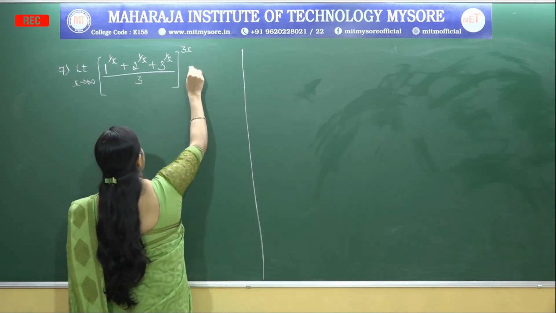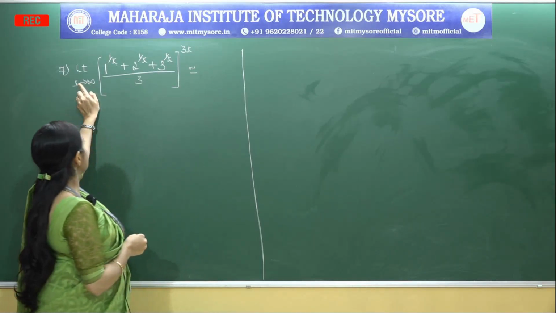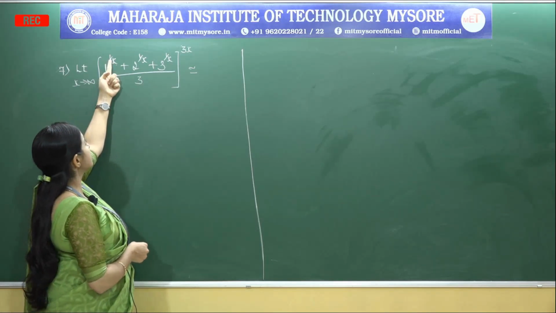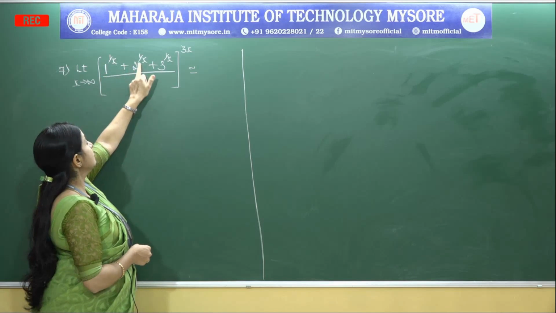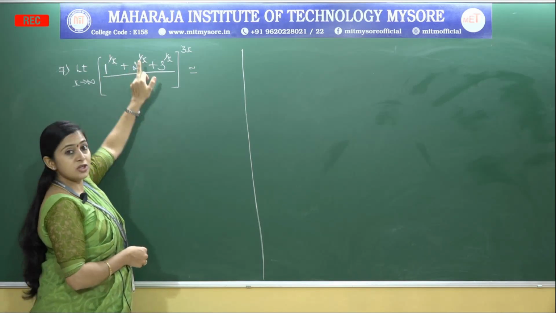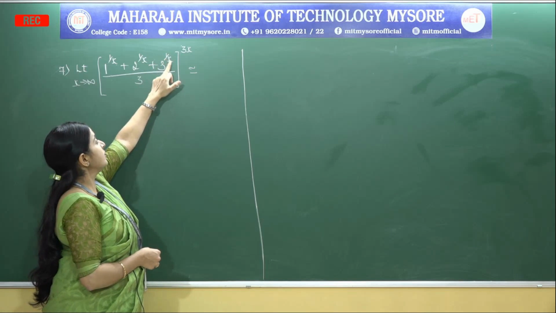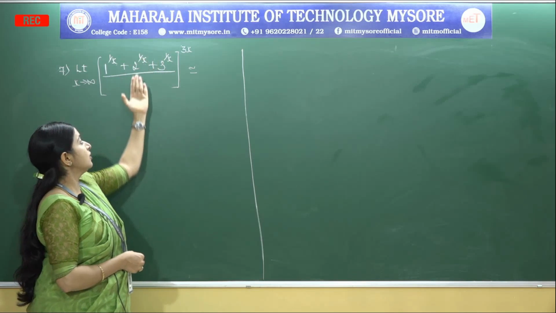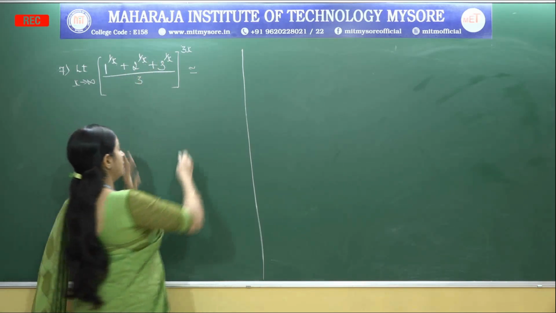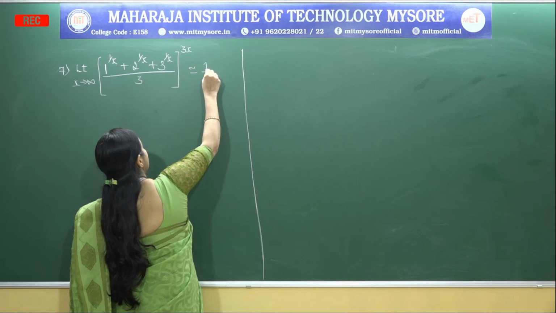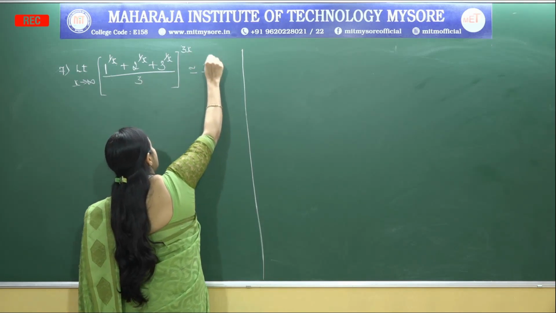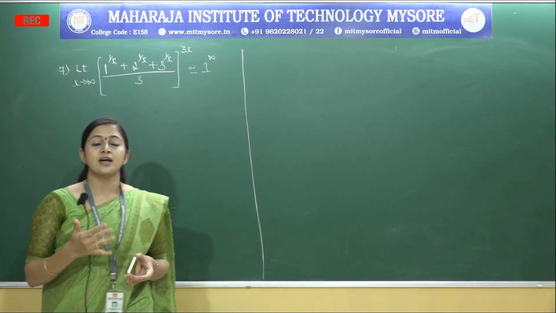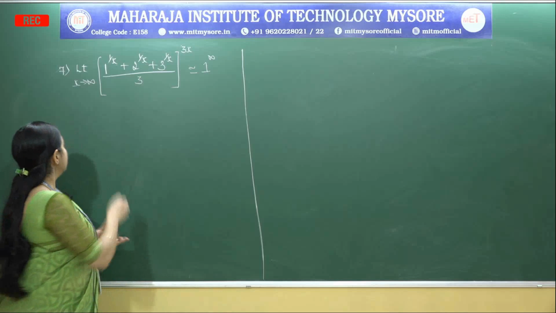So the first one, since x tends to infinity, 1 by infinity is 0. So 1 power 0 you will get 1. Again the second term, 1 by infinity is 0, 2 power 0 is 1. Third one, 1 by infinity is 0, 3 power 0 is 1. So 1 plus 1 plus 1 is 3, and the denominator you have 3, you cancel both the terms, you will get 1 within the bracket. The next one, 3 into infinity is infinity. So you will get the form 1 power infinity. Next, as usual, you take the given problem as y.